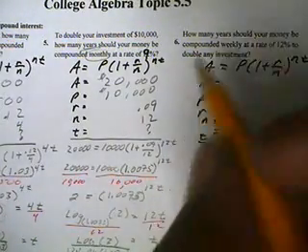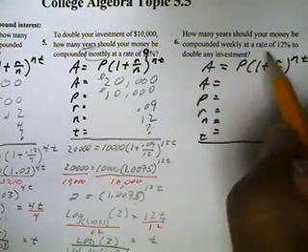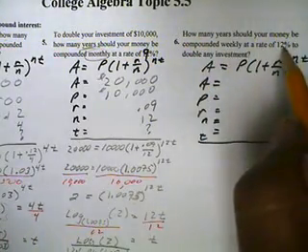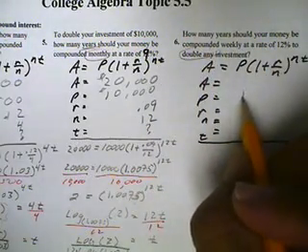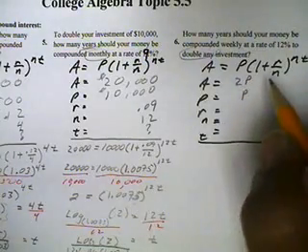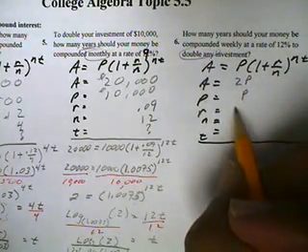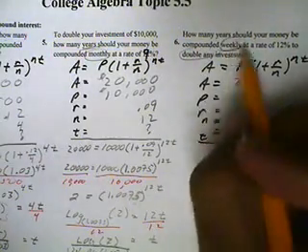Now, since we're trying to double any investment, the investment is P. Therefore, to double that, we're looking for 2 P's, or 2 times P. The rate is 12%. The compounding is weekly.